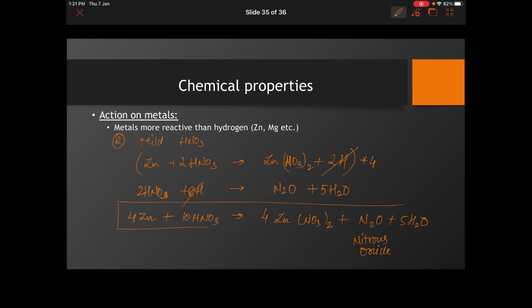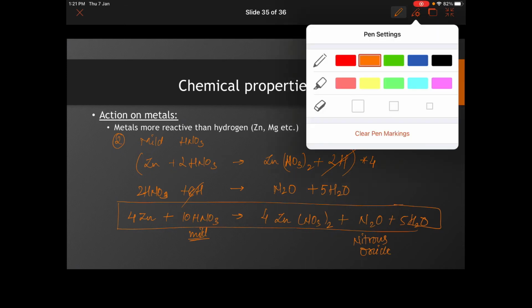So again, NCERT directly gives this reaction, that if you have mild HNO3 here, this is the product forming. But how? Nobody explains that, and that is what you are here for. And I suppose I have made your reactions even easier this time.